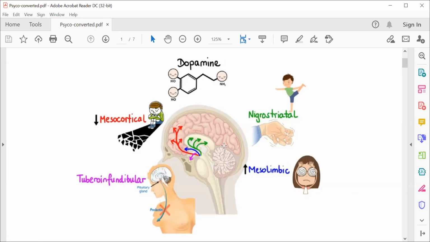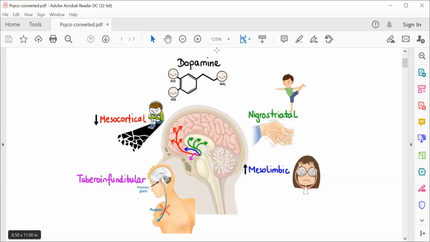Moreover, there is dopamine in the green one, the nigrostriatal pathway. If dopamine is less in this pathway, it leads to dystonia, which is involuntary muscle contraction. But if the dopamine is high here, it leads to hyperactive movement like tics and dyskinesia. With dyskinesia, we find the person is moving quickly, like dancing movements.